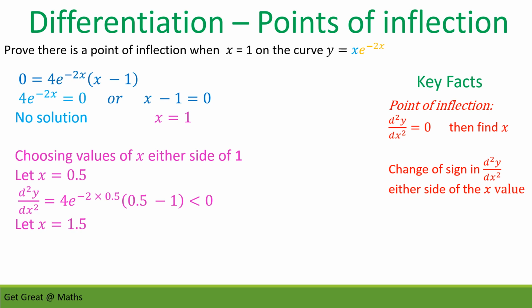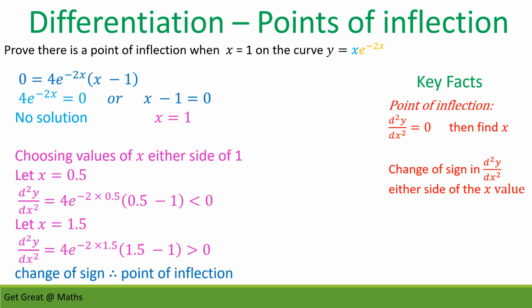Picking a bigger value bigger than 1, x is equal to 1.5, if I substitute that in, I get 4e to the minus 2 times 1.5. Now 1.5 minus 1 is going to be positive. Times that by positive number again, this is going to be positive, so this is greater than 0. So I have shown there is a change of sign, therefore we have got a point of inflection, and we have proved that there is a point of inflection when x equals 1 on the curve y equals x e to the minus 2x.